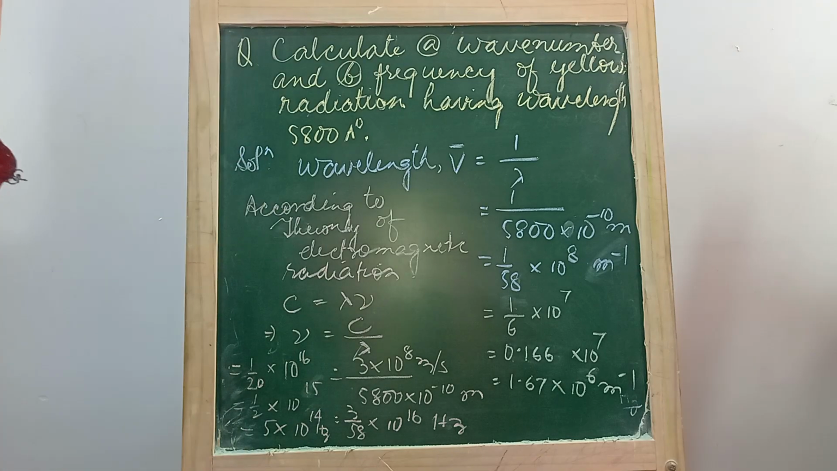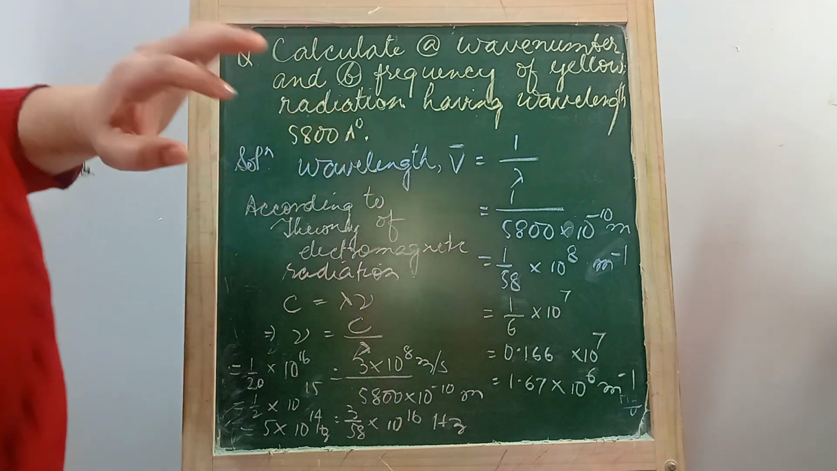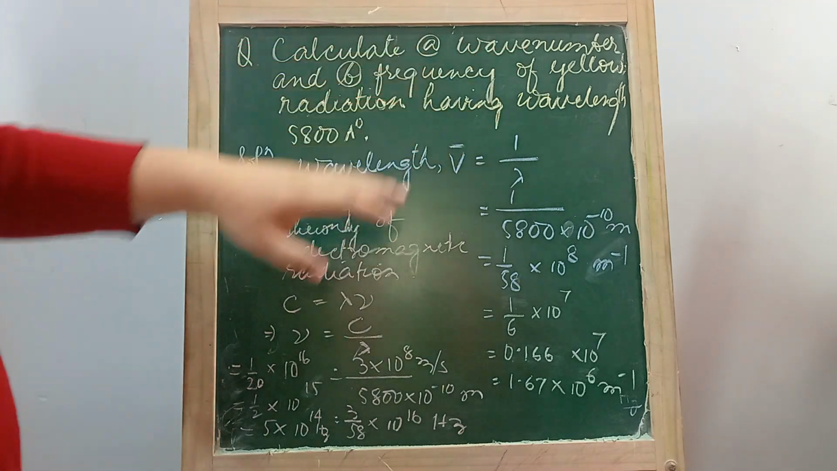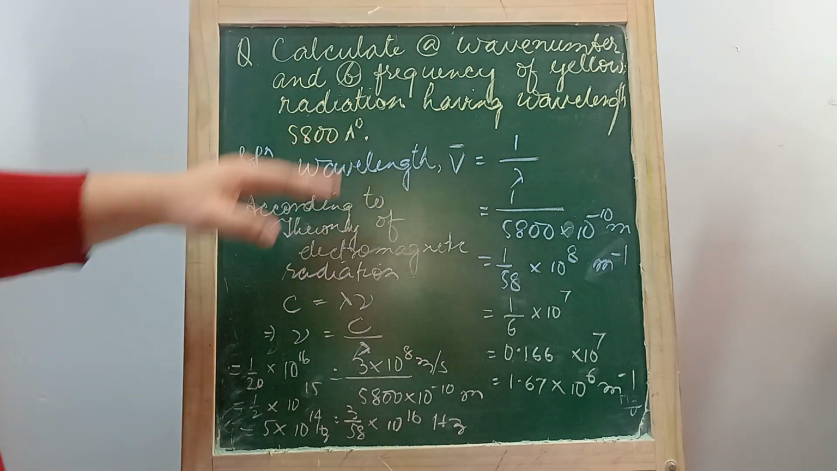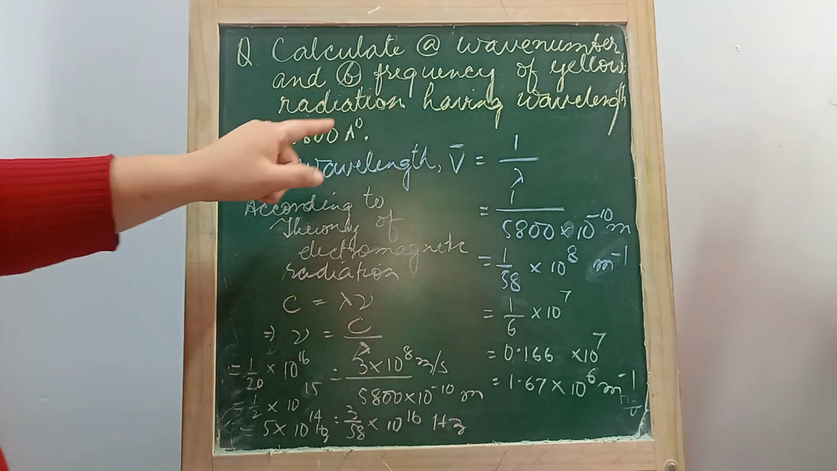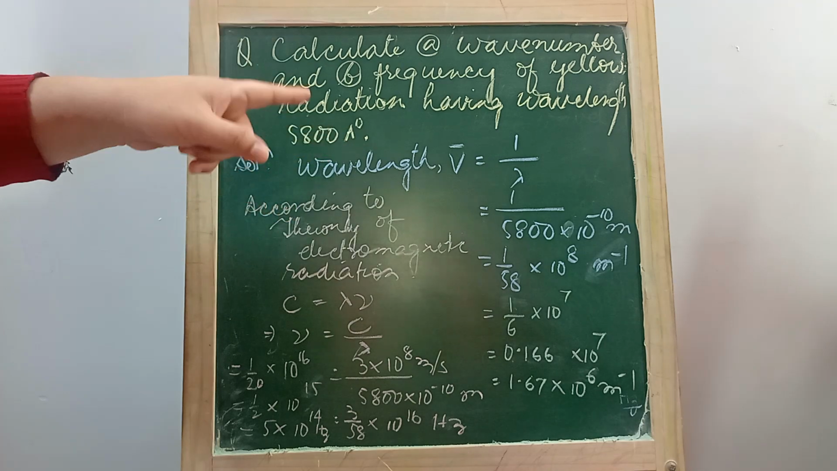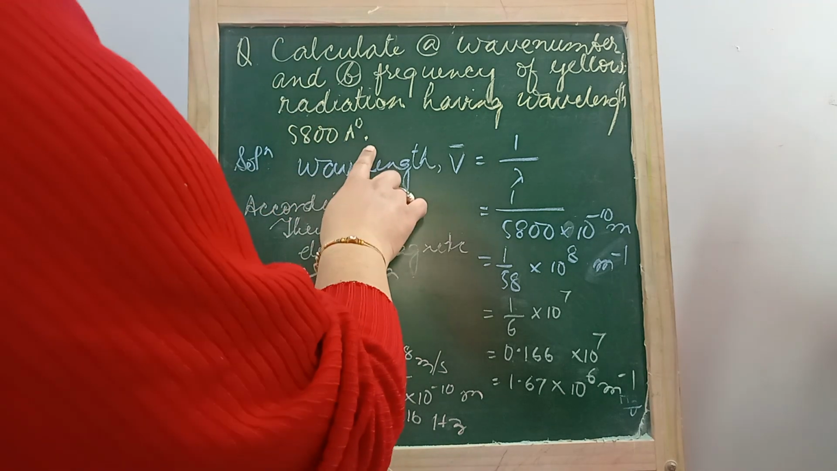Let's see another problem related to wave number. The question says: calculate (A) wave number, and (B) frequency of a yellow radiation having a wavelength of 5,800 angstrom. The wavelength of yellow radiation is given, and you need to calculate the wave number and frequency.